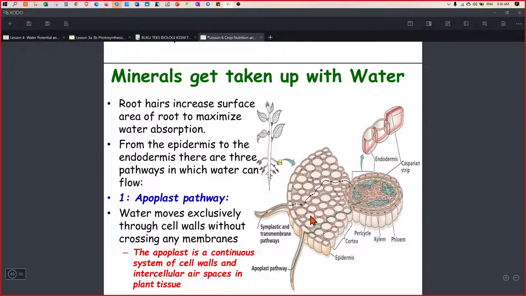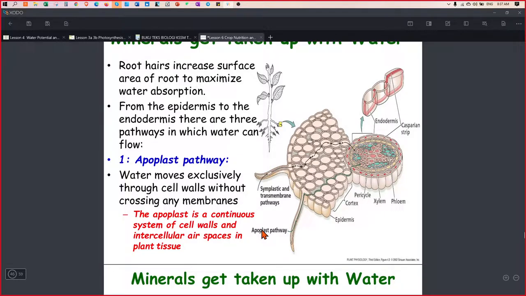So how does the nutrient travel from the soil into the root and then to the rest of the plant? There are several pathways that you're going to see now. Number one is called the apoplast pathway. This is the continuous system in the cell wall. Let me put it this way. So this is your soil.